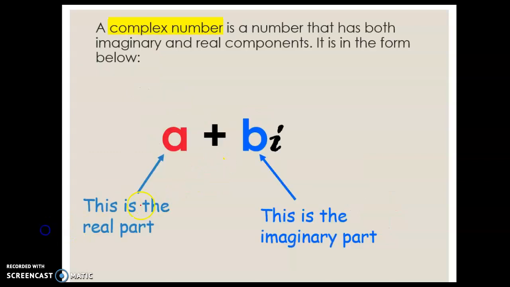Hi guys, this is video number 2. We were dealing with true imaginary numbers that only had imaginary parts. But we also have another type. It's called complex numbers. A complex number is a number that has both imaginary and real components. This is the real part. This is the imaginary part.